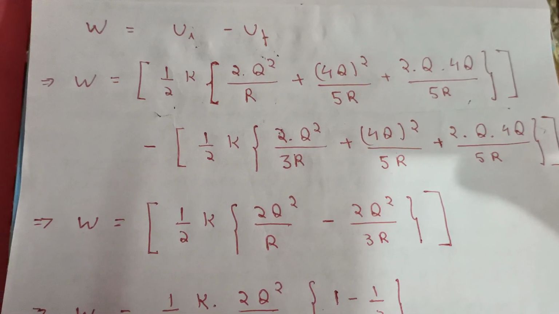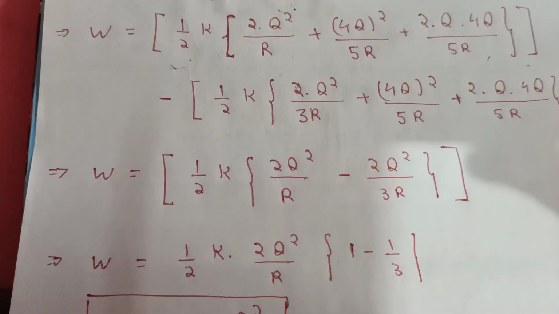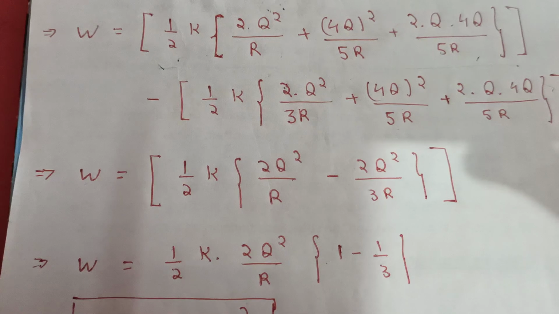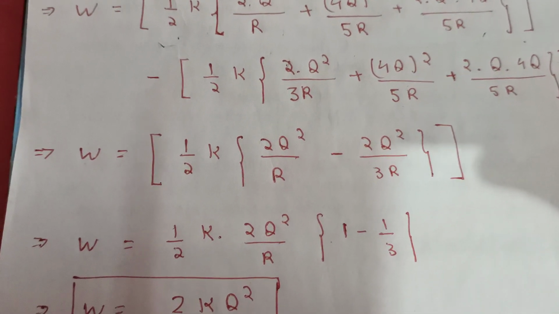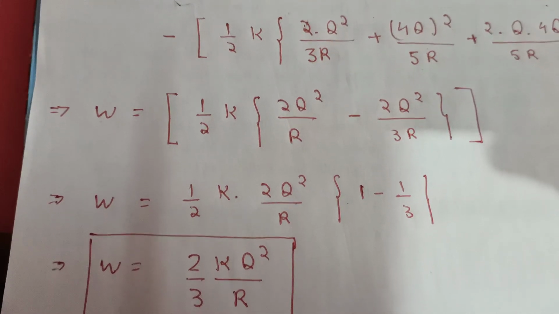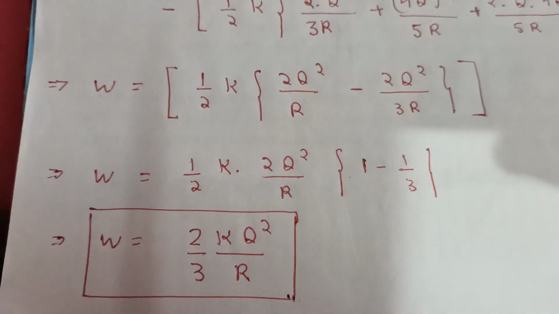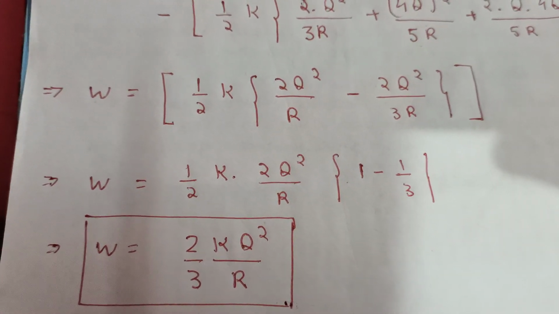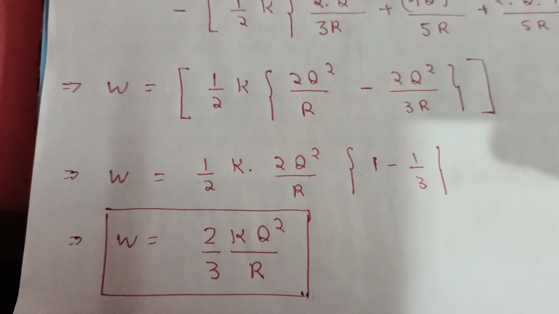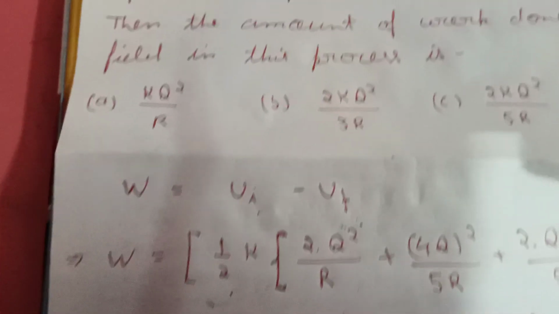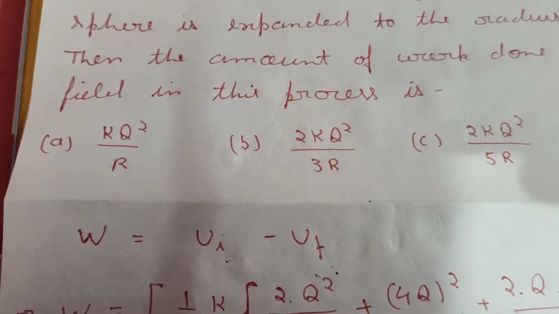So solving, we will get the equation 1 upon 2 k 2q square upon capital R minus 2q square upon 3r, and the final result will be 2 by 3 kq square upon capital R. So guys, this is our final answer, hence option B must be correct.